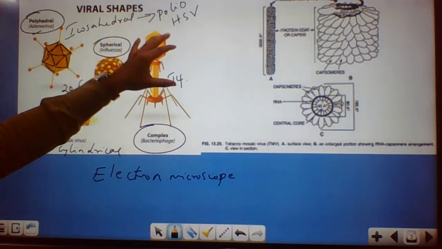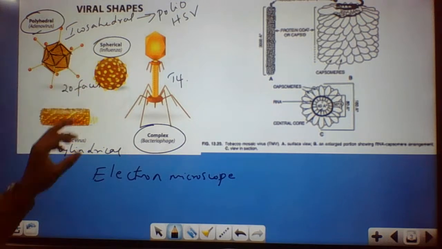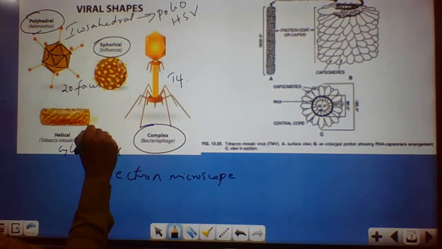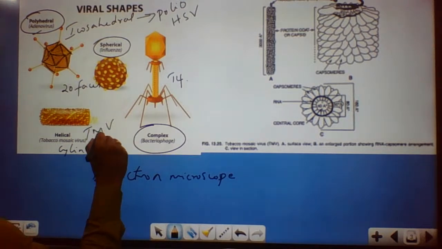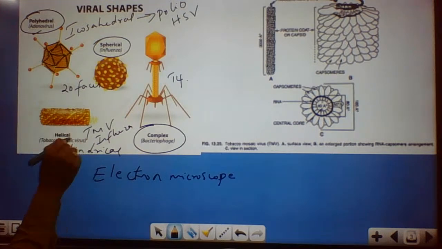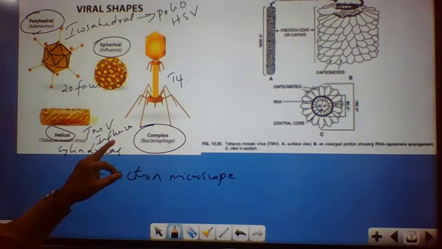Icosahedral: poliovirus and herpes simplex virus, and we have the 20 faces on this side. Helical is cylindrical. Take the example of tobacco mosaic virus, and we also have influenza virus. These come under the helical structure. Examples are tobacco mosaic virus and influenza virus.